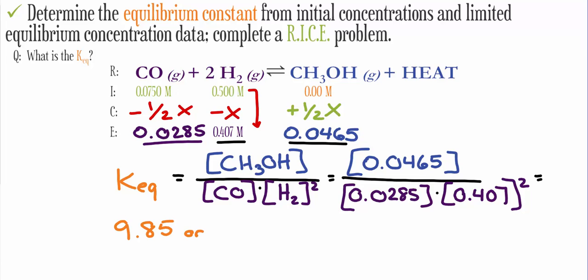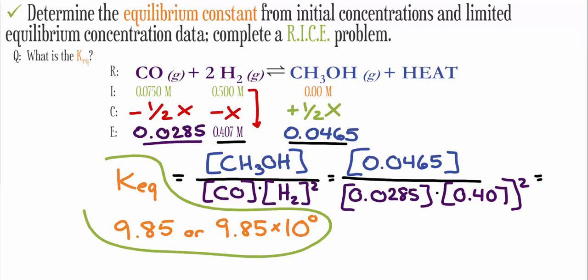Once you've got your equilibrium concentrations, it's the same old problem that you're used to with KEQ. For this one, we get 9.85 or 9.85 times 10 to the 0 if we want to be consistent with the way we normally look at KEQs.